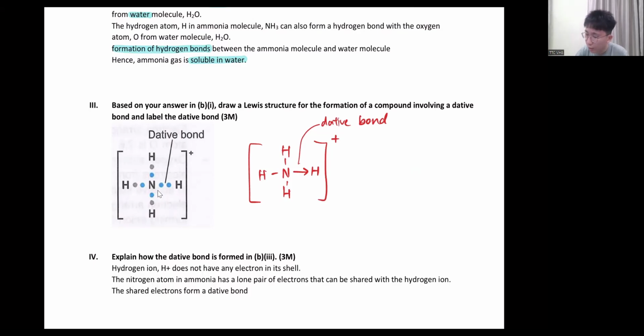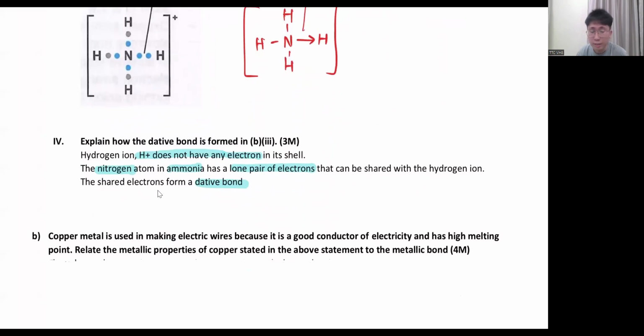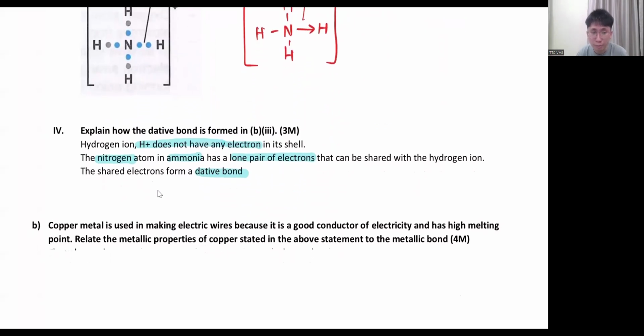So you can say hydrogen ion does not have any electron in the shell. Then the nitrogen in ammonia has a lone pair of electrons. Then they can form a dative bond. They must fulfill the requirement, like one guy has no money at all, and one guy is very rich, then he is willing to share with him. Okay, so that's the definition and the requirement for dative bond.